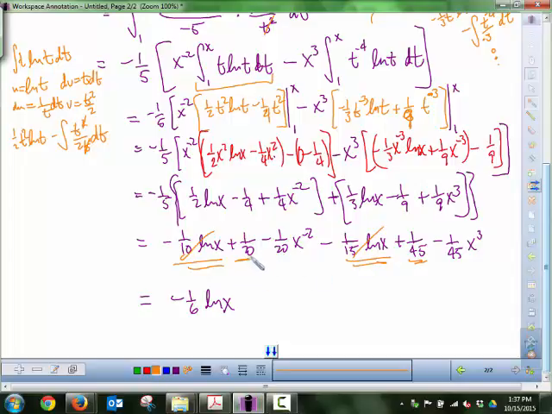The constants, we got 1/20 and 1/45. Common denominator, 180 maybe. So 4 for this one. 9 for this one. 13 over 180. And then this.